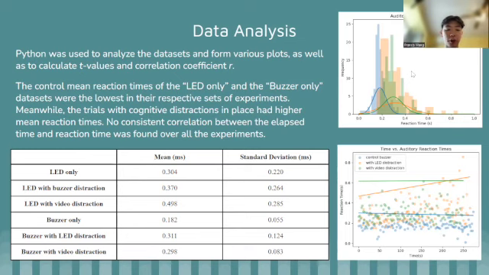And the one for LED with video distraction had the largest mean and the largest standard deviation, proving that the video distraction combined with LED has the largest impact on the person doing the experiment. And as for the graph on the lower right corner, we calculated the correlation coefficient R and found that there was no consistent correlation between the elapsed time and the reaction time of all the experiments.